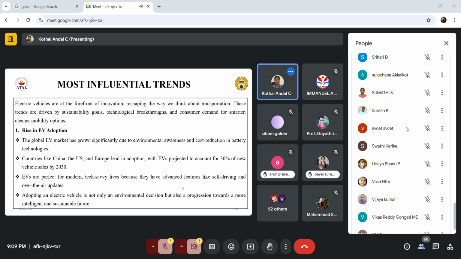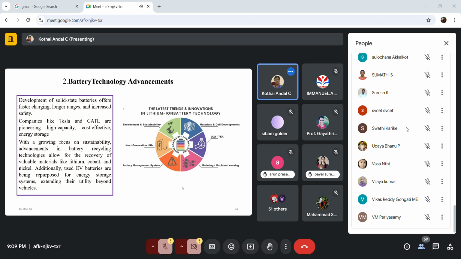So this one we discussed already. This is the rise in EV adoption. Developed countries like the US, China, and Europe already have 30 to 40% of vehicles coming as EVs only. They are still making developments in modern technologies and charging infrastructure. In developing countries like India, we are lagging in charging infrastructure, but in future we can see more development.